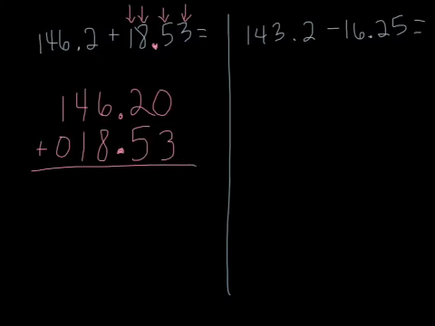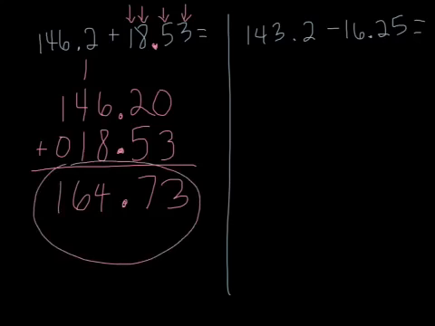And I'm just adding things together. 0 plus 3 is 3. 2 plus 5 is 7. The decimal lines up straight down. 6 plus 8, 14? Yes, 14. Carry over. 4 plus 1 is 5, plus my carry over is 6. And 1 plus 0 is 1. Hopefully you got 164 and 73 hundredths as your answer.